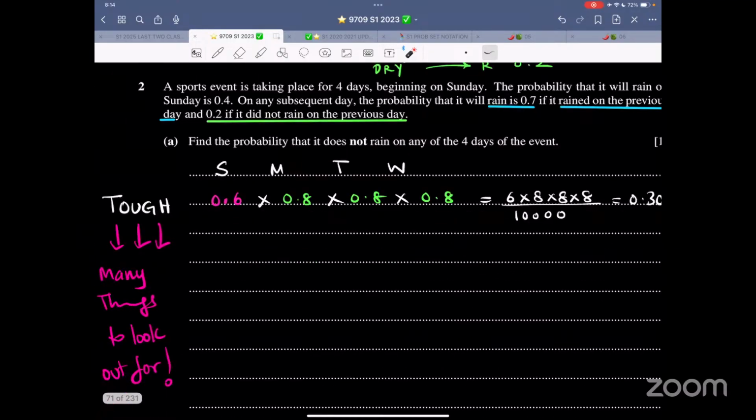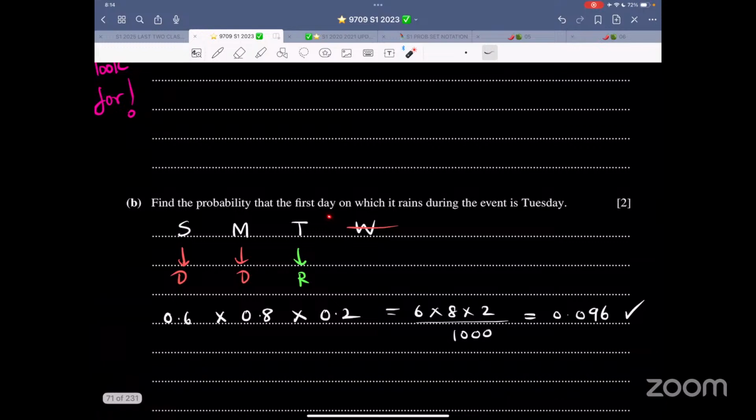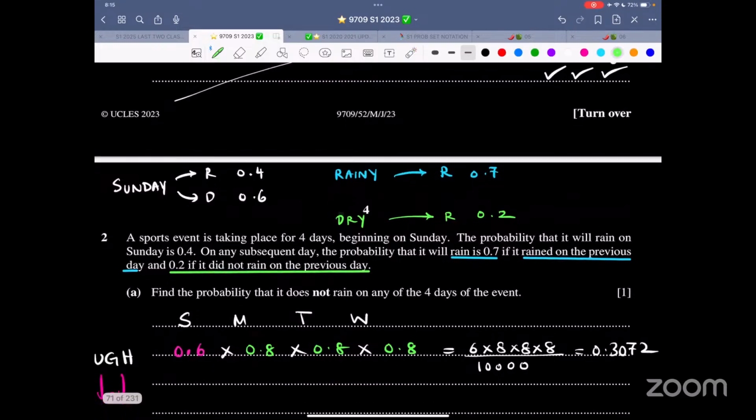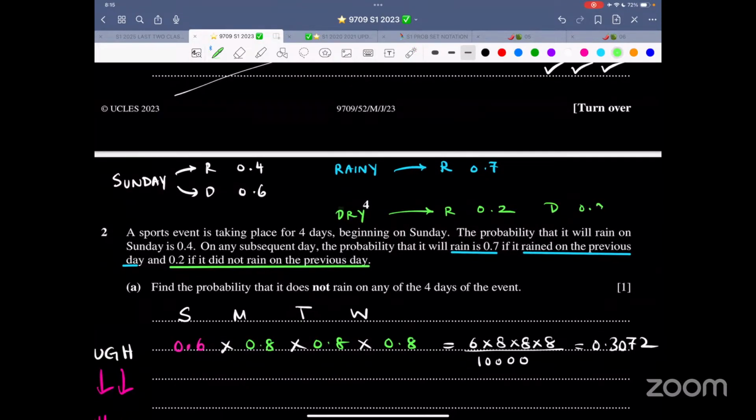That's one thing. Find the probability the first day on which it rains during the event is Tuesday. So it's just talking about 3 days. Sunday is dry, Monday has to be dry, Tuesday has to be rainy. Sunday is dry, that is 0.6. After dry, another dry is 0.8. After dry, rainy is 0.2. And let me write in green color over here: dry is 0.8. And after rainy, rain is 0.7, dry is 0.3.